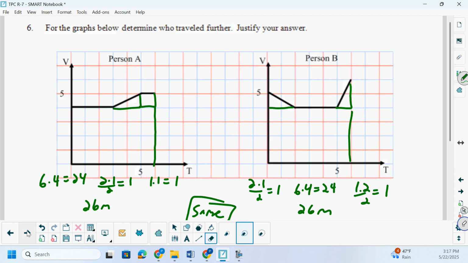For 6, I did the big rectangle, which was 24. The triangle was 1, and then the little square was 1, so you got 26 meters. Over on the right, I did 2 little triangles. Each were 1. The rectangle was 24, so you had 26 meters. So again, you could say either they're the same, tied, anything like that to signify they went the same distance.